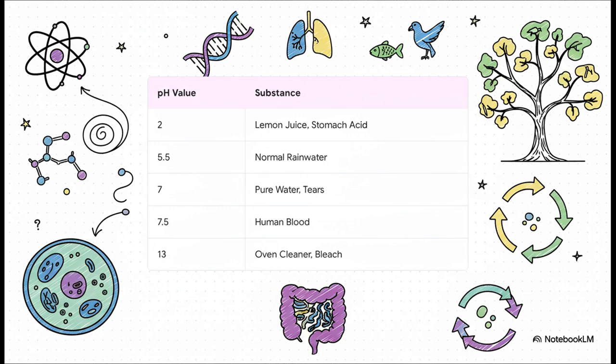And check this out. What's so amazing here is seeing how tightly our bodies regulate pH. Look at stomach acid. It's down at a pH of 2. That's super acidic, which is what you need to break down food. But then look at our blood. It's at 7.5, just a tiny bit basic. And pure water? That's our neutral point, right at 7. This delicate balance is a theme you'll see over and over again in biology.